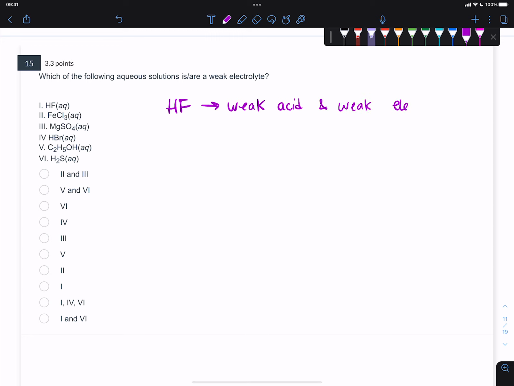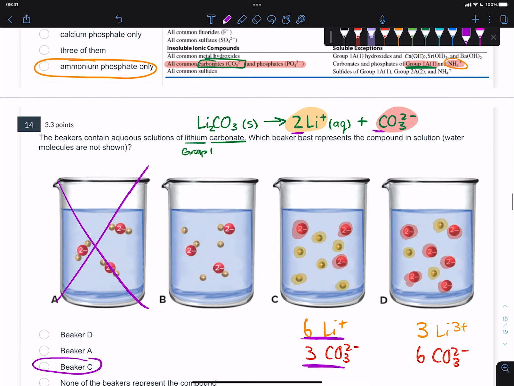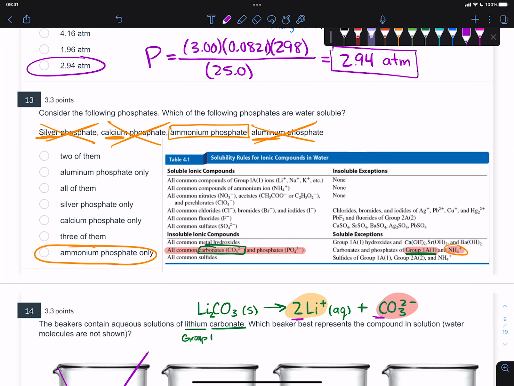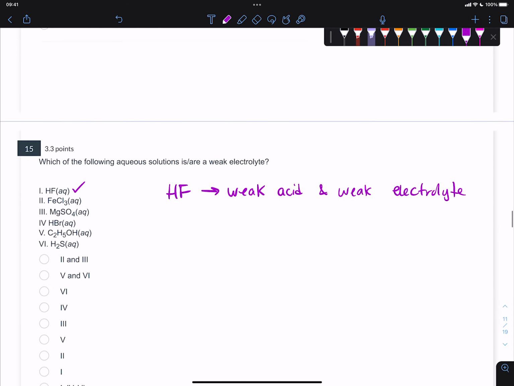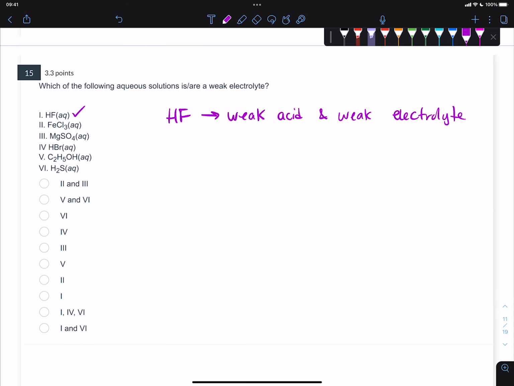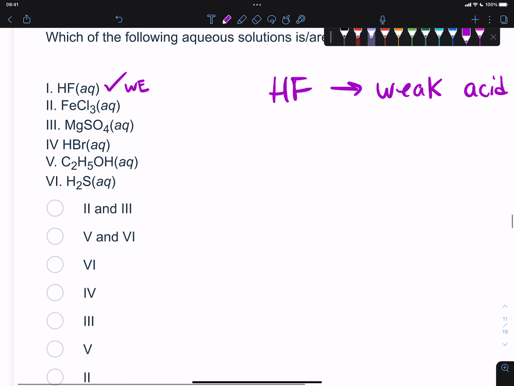Since it's a weak electrolyte, you better have that in your answers. This comes back to just reviewing your notes. Iron 3 chloride: looking at the solubility rules, chloride is soluble unless it's with one of those exceptions. So this is a strong electrolyte. I'll put WE for weak and SE for strong. So this is going to be a weak electrolyte, HF. So this should be in your answer. Iron 3 chloride would be considered a strong electrolyte.